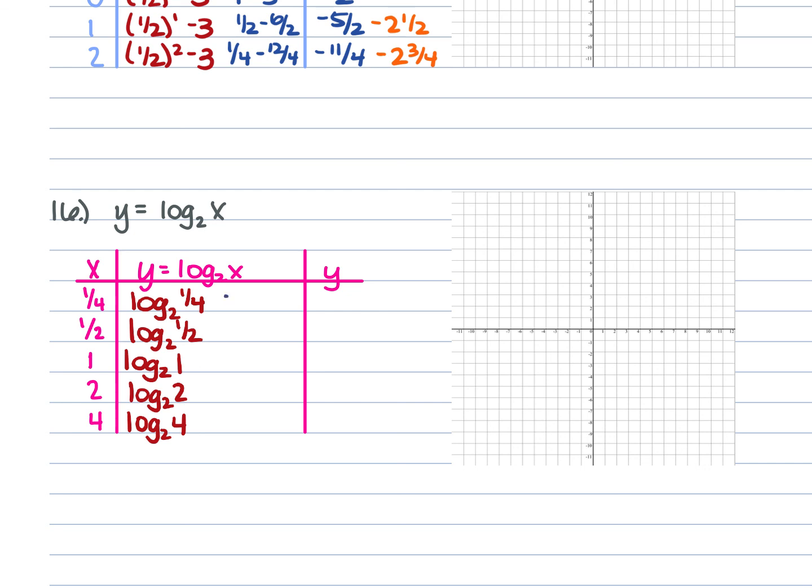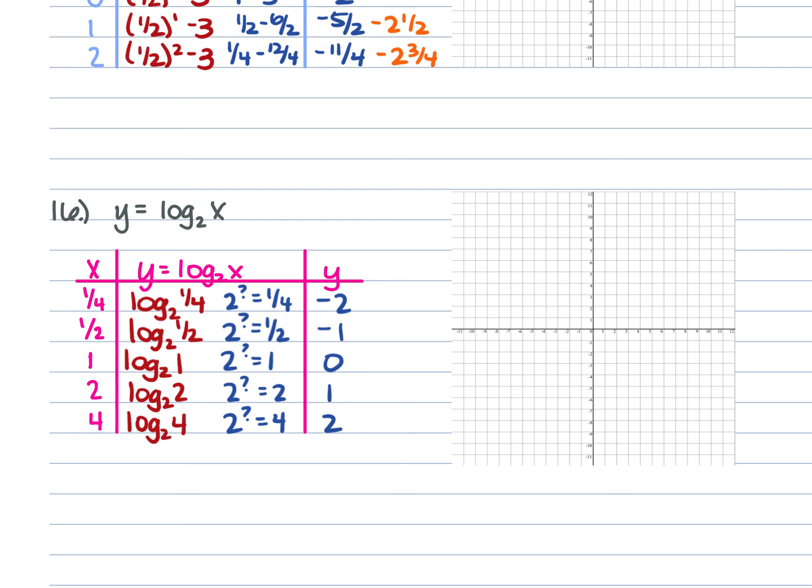So we're going to do 2 to what power is 1/4? That's going to be the -2nd power. 2 to what power is 1/2? That's -1. 2 to what power is 1? That's 0. 2 to what power is 2? That's 1. And 2 to what power is 4? That's 2. So we have 1/4, -2.